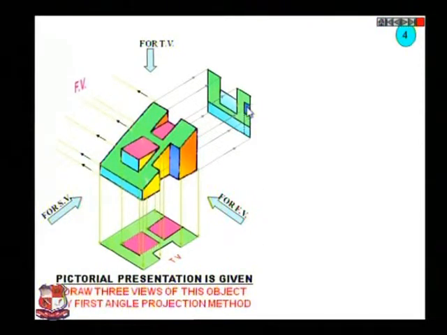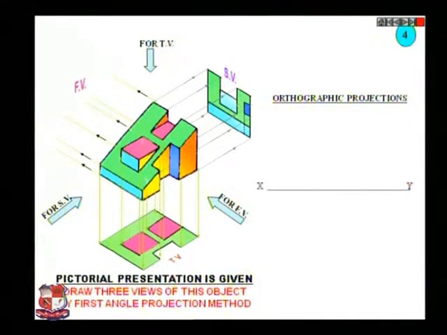Up to this portion it is visible, and after that that corner is invisible, so it is represented by a dotted line shown over here, right? So this is the third view, that is side view. Now draw these three views on your drawing sheet. For that, draw XY line, insert the dimensions, and according to the dimensions, draw this front view as shown over here. This is the front view of this object.